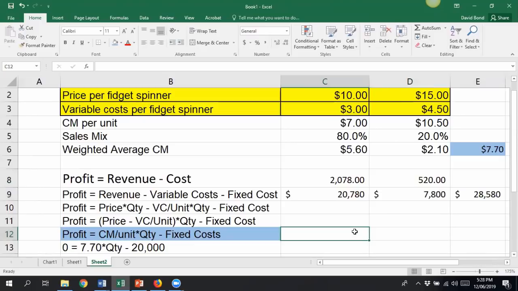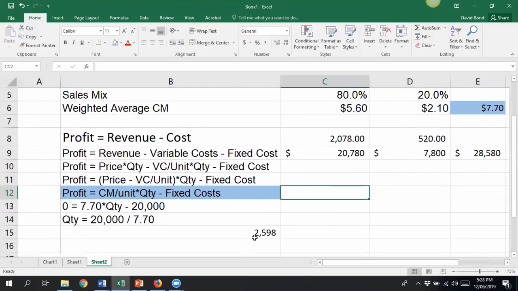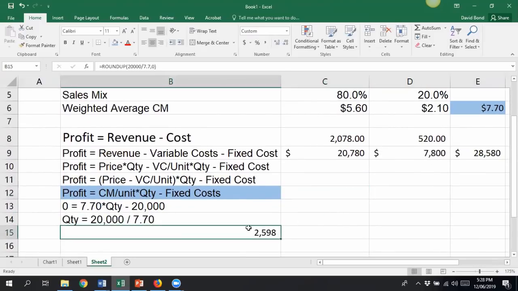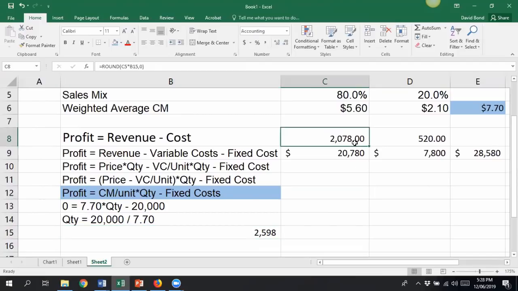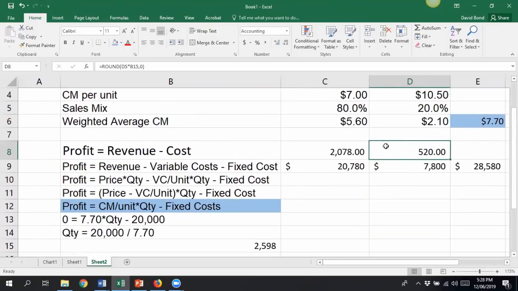Okay, so that's the first bit of that question all done. 2,598 units, 2,078 standard, 520 premium, whatever they're called. Yep. Multiply the number of units by the price, and that gives you a break-even revenue of 28,580. That's sort of stepping through each of the bits.